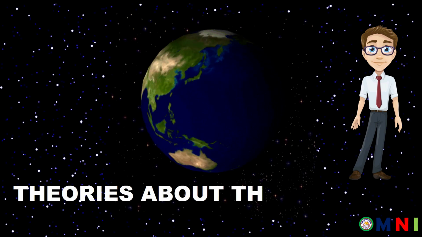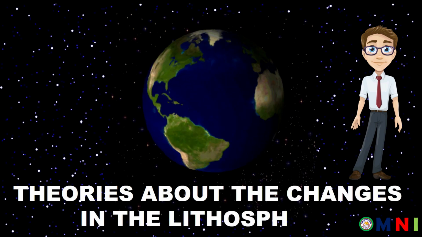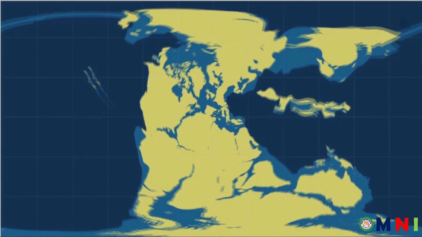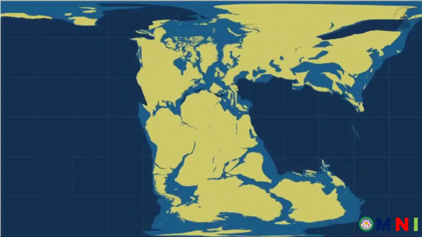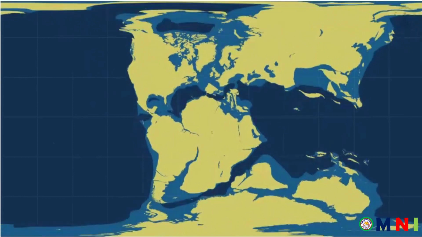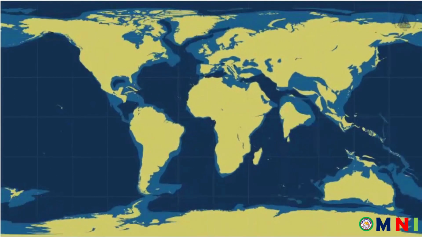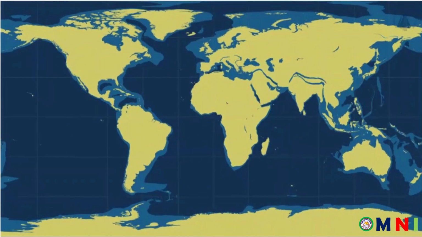This time, let's now proceed to the theories about the changes in the lithosphere. We have three theories that we'll be mentioning in this video, namely, the continental drift theory, the theory of seafloor spreading, and the plate tectonics theory. Let us try to discuss them one by one. Let's start with the continental drift theory.